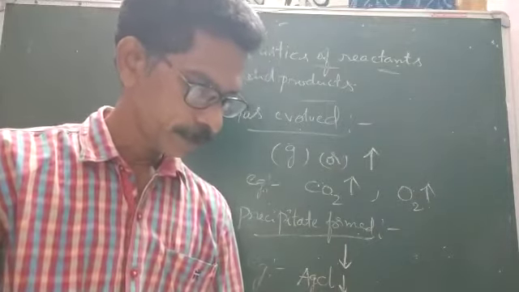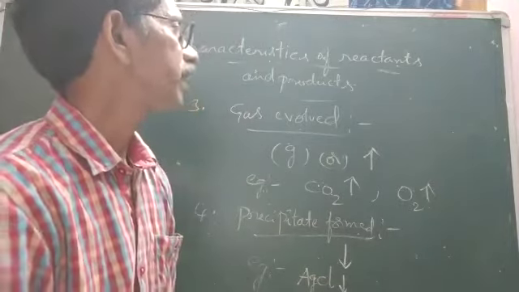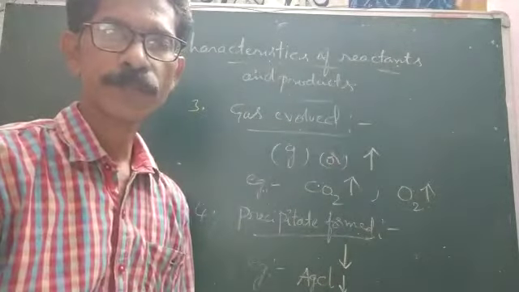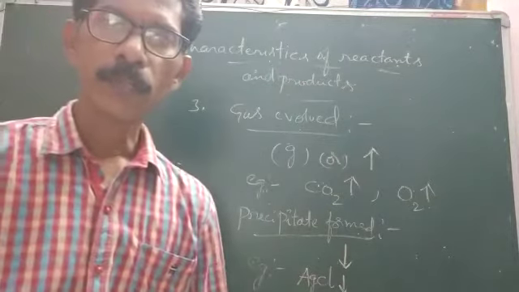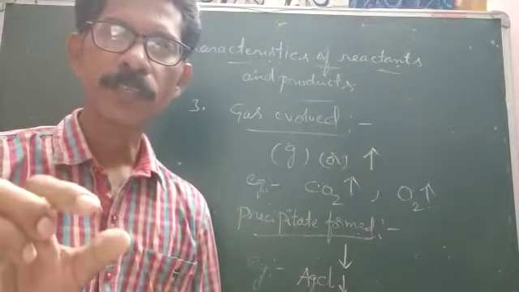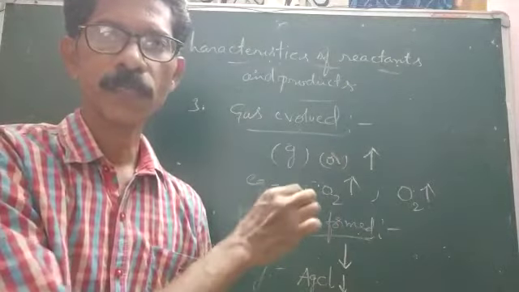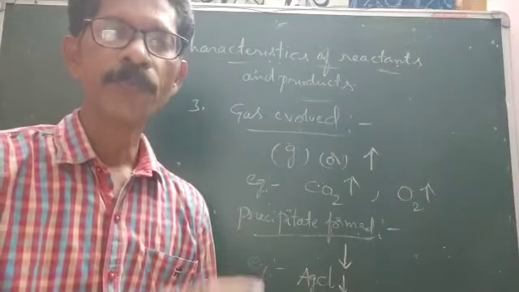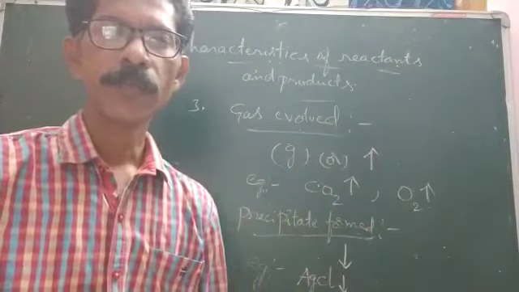Clear? So those are the physical states, the characteristics of the reactants and the products. Clear? Okay, those are the characteristics. In an equation we use these notations and symbols for reactants and products.